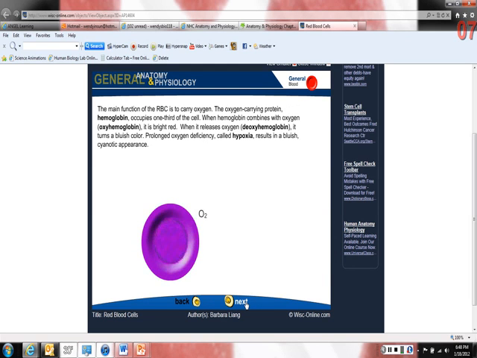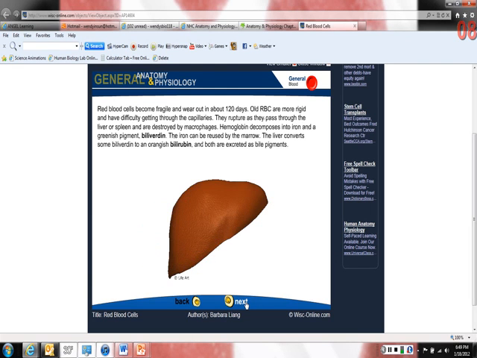The oxygen-carrying protein hemoglobin occupies 1/3 of the cell. When the hemoglobin combines with oxygen, oxyhemoglobin, it is bright red. When it releases oxygen, deoxyhemoglobin, it turns a bluish color. Prolonged oxygen deficiency, called hypoxia, results in a bluish cyanotic appearance.